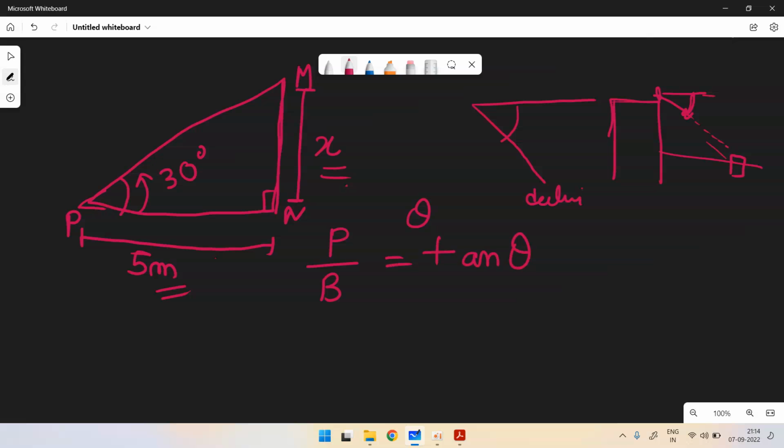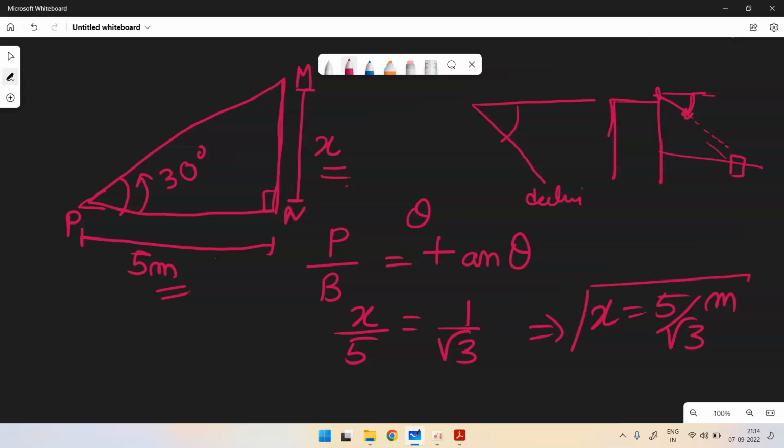Now perpendicular you have taken as x, that is the height of the pole, and the base you know is 5 meters, and tan 30 you know is 1 by root 3. So from here x equals 5 by root 3 meters. So the height of the pole is 5 by root 3 meters. This is the height of the pole.